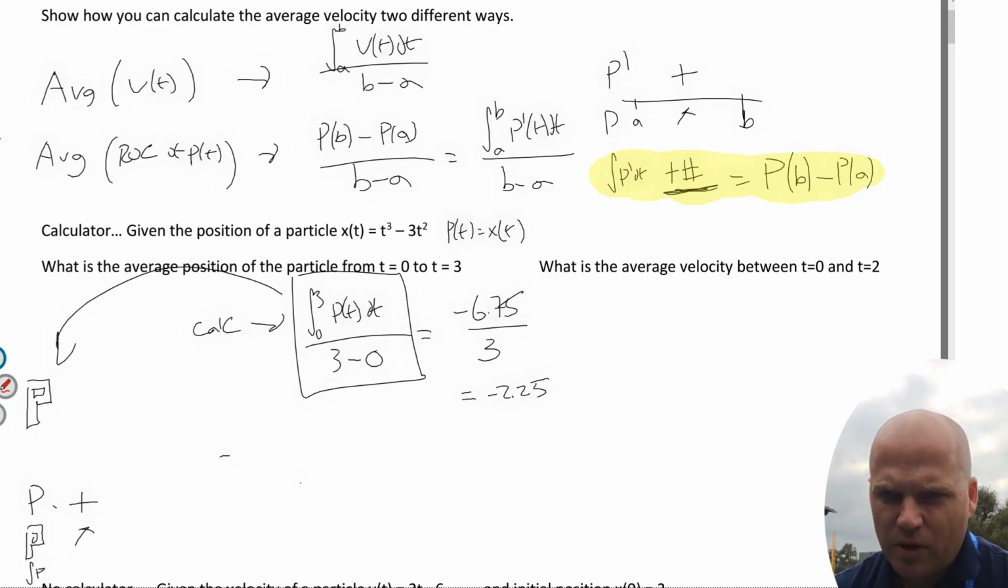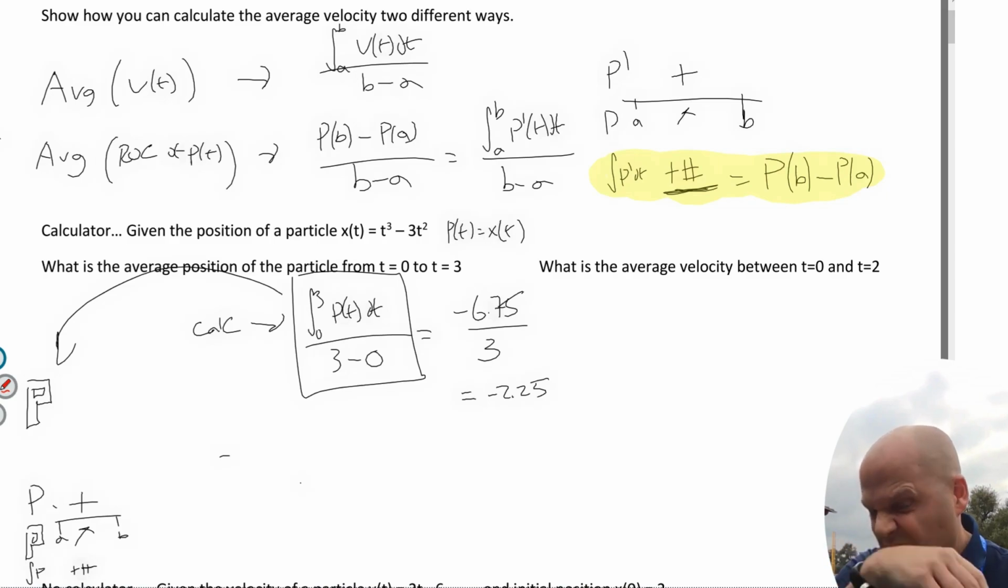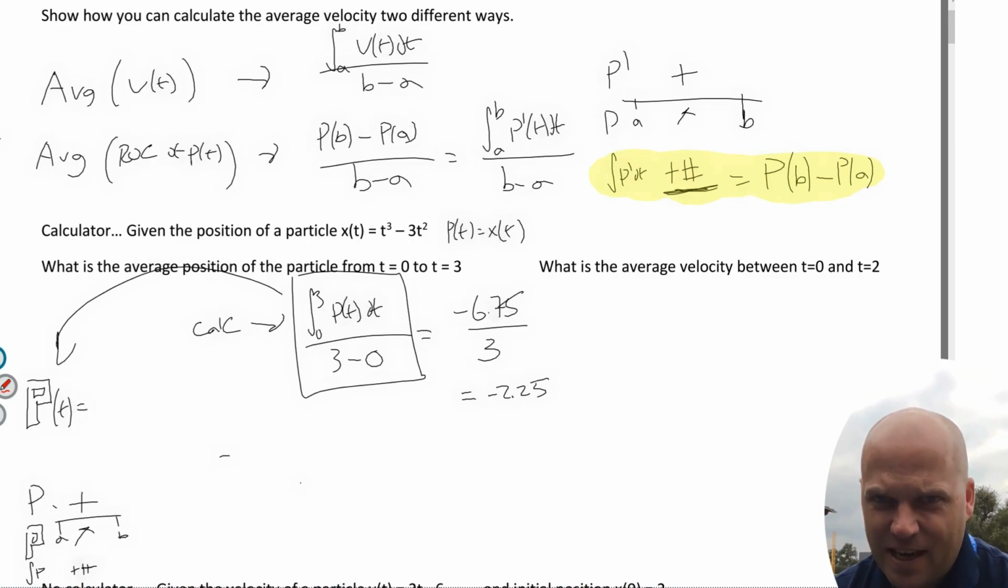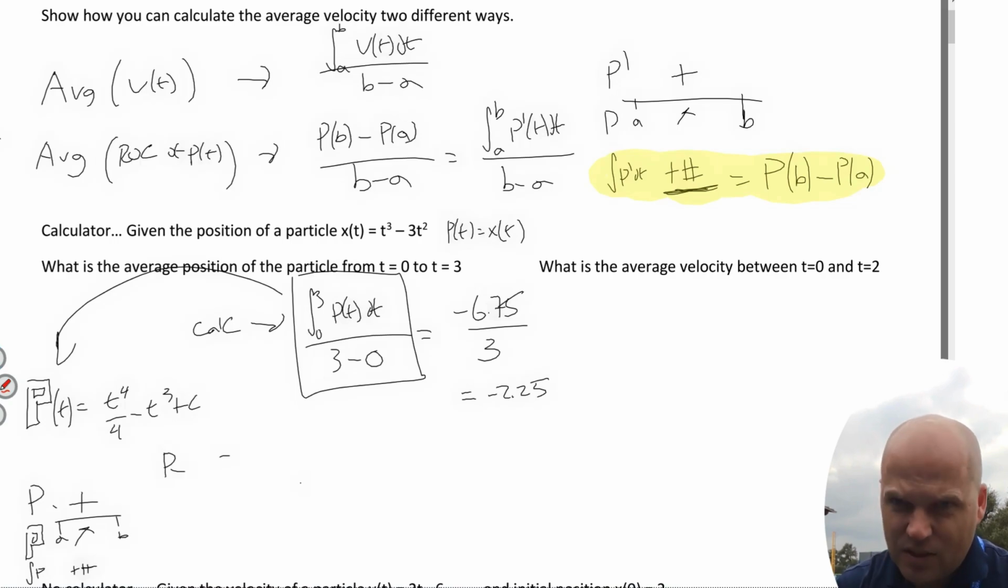If you want to accumulate P, you can find this number by finding the big P at A and big P at B and subtracting them. Who cares about the C's? So you have to take the antiderivative to get t to the 4th over 4 minus t cubed plus c. You take the antiderivative at 3 and subtract the antiderivative at 0.